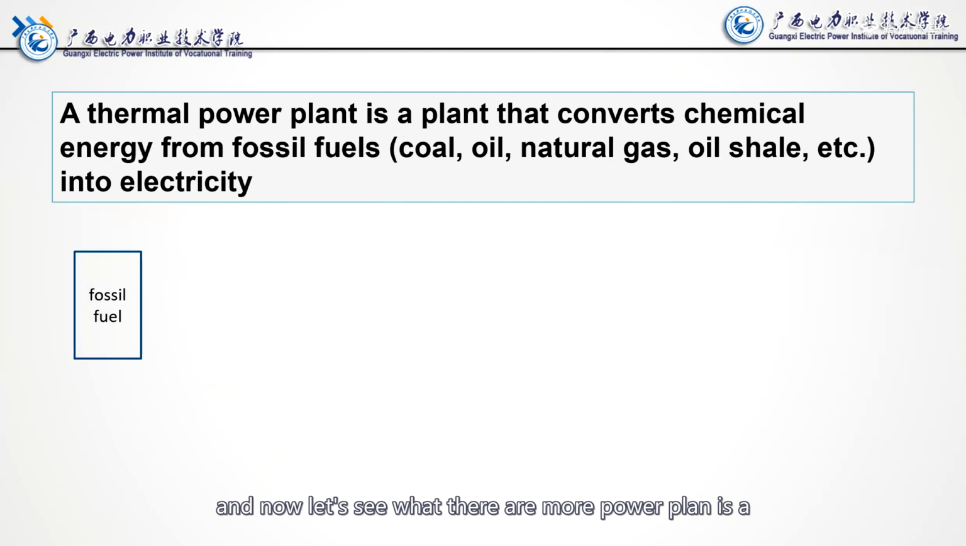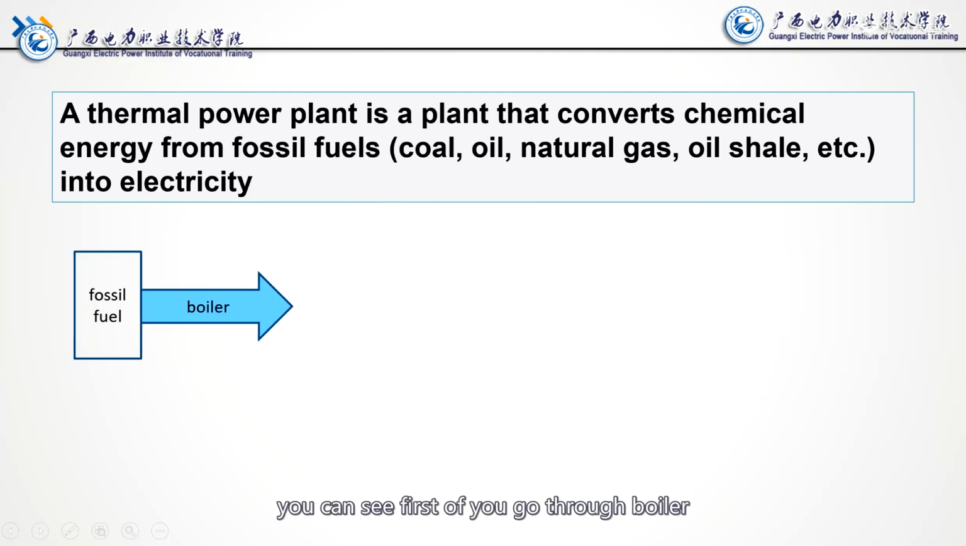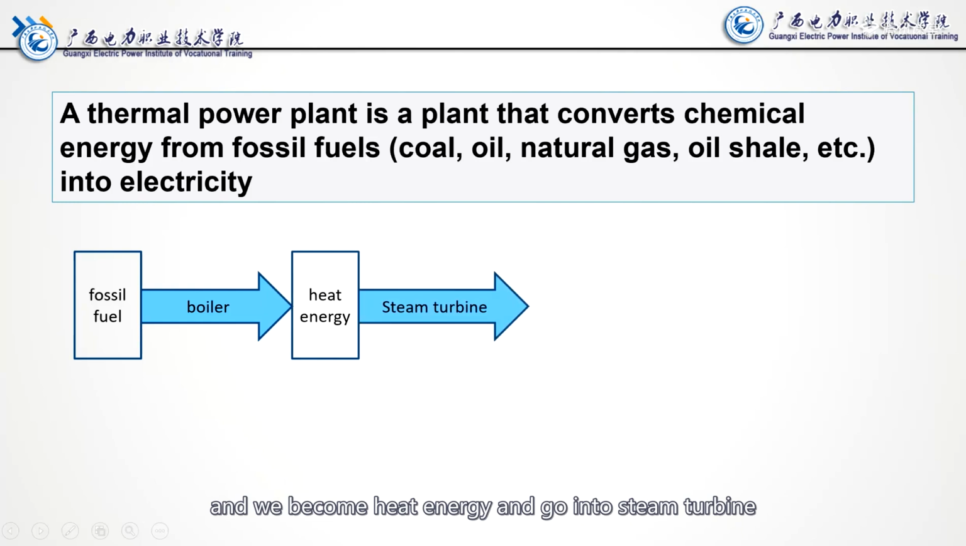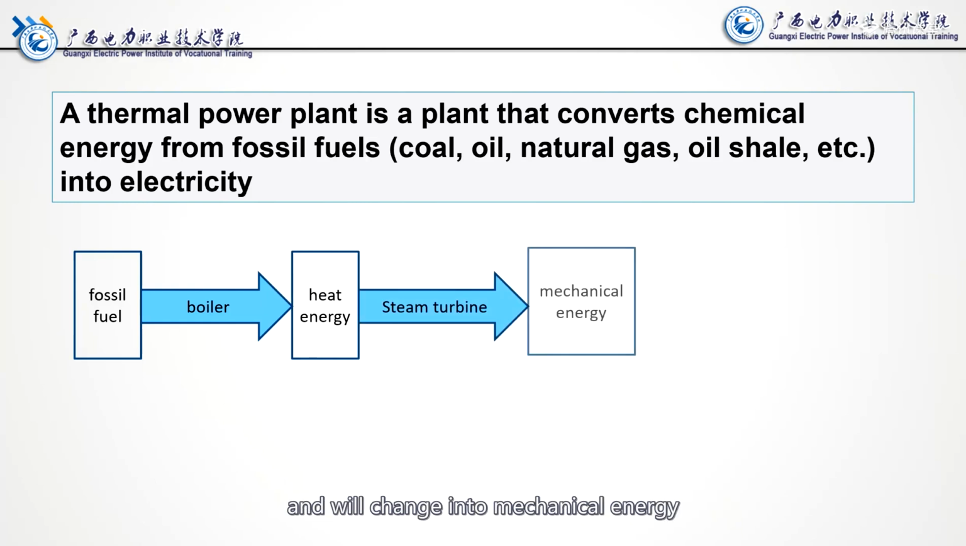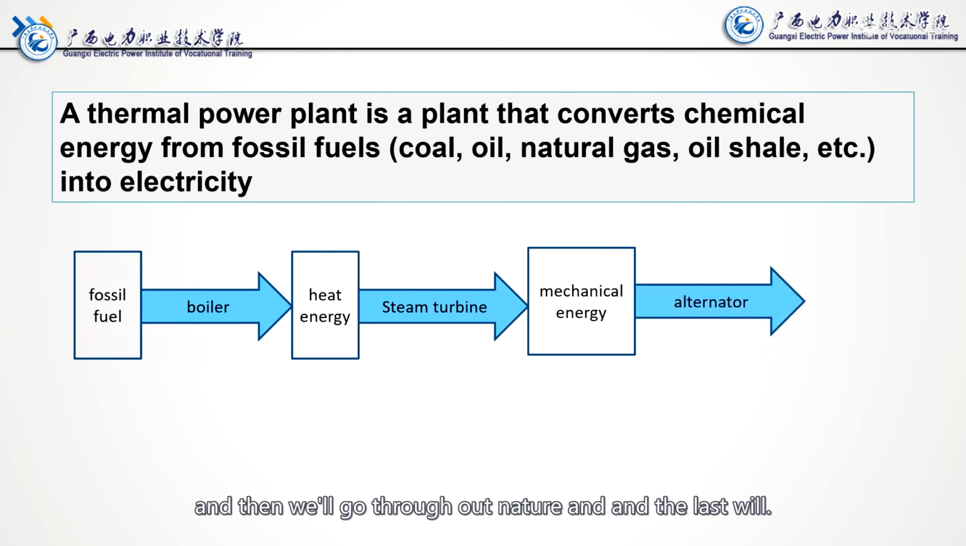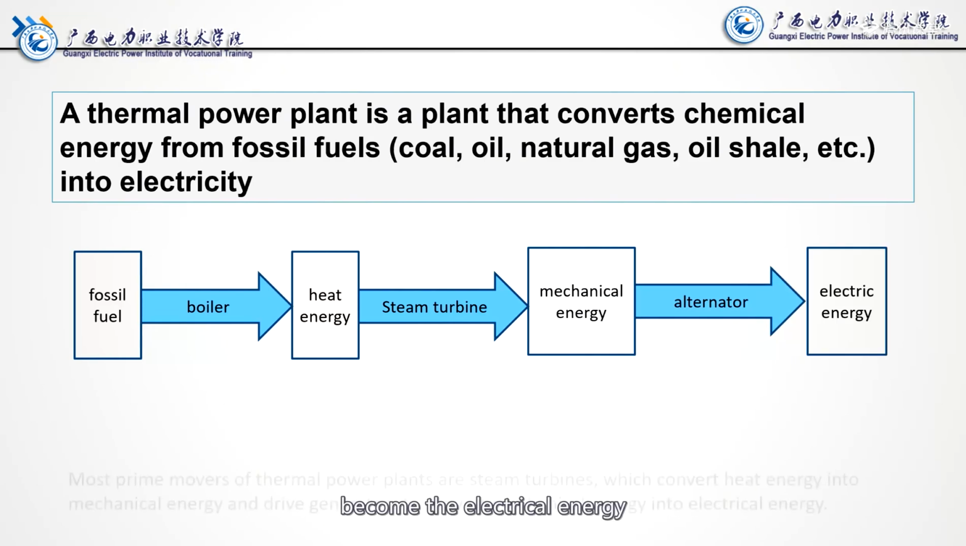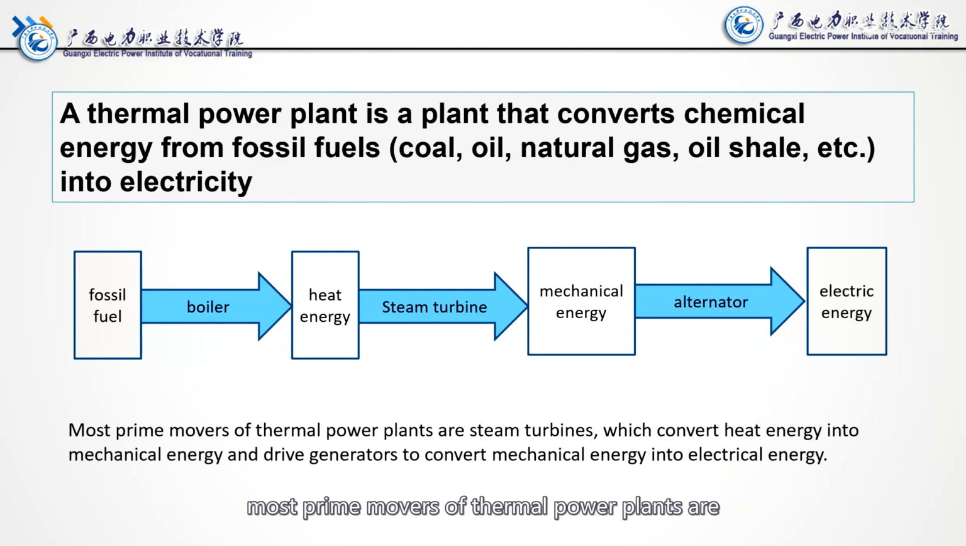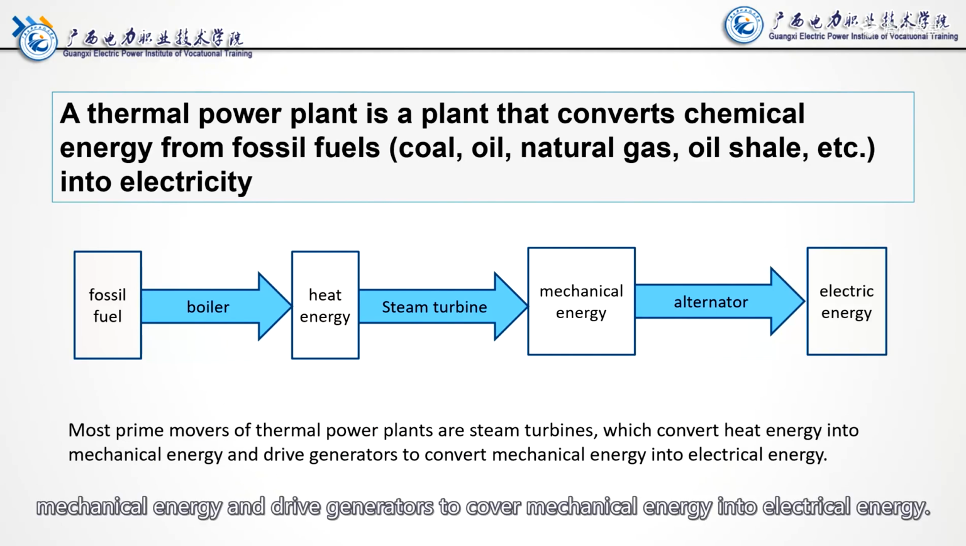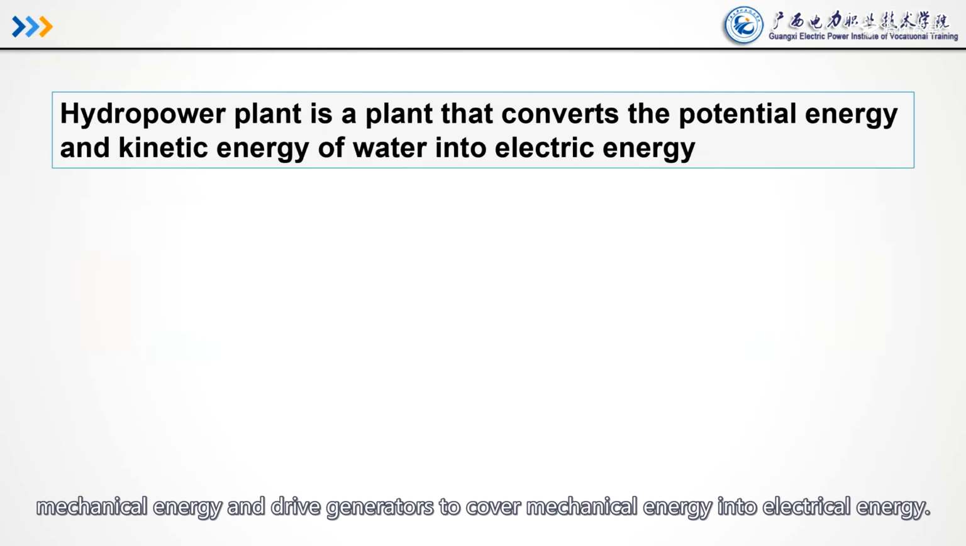Now let's see what a thermal power plant is. It is a plant that converts chemical energy from fossil fuel such as coal, oil, natural gas, and oil shale into electricity. You can see the fossil fuel goes through a boiler and becomes heat energy, goes into a steam turbine and changes into mechanical energy, then goes through an alternator and in the last step becomes electrical energy. Most prime movers of thermal power plants are steam turbines, which convert heat energy into mechanical energy and drive generators to convert mechanical energy into electrical energy.